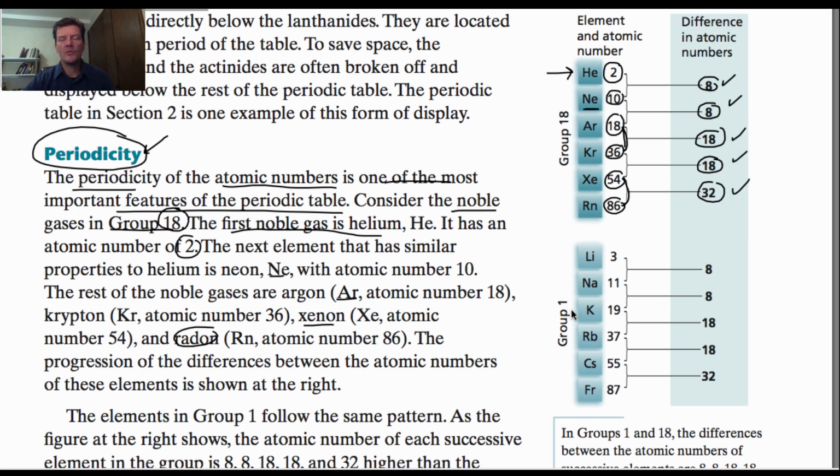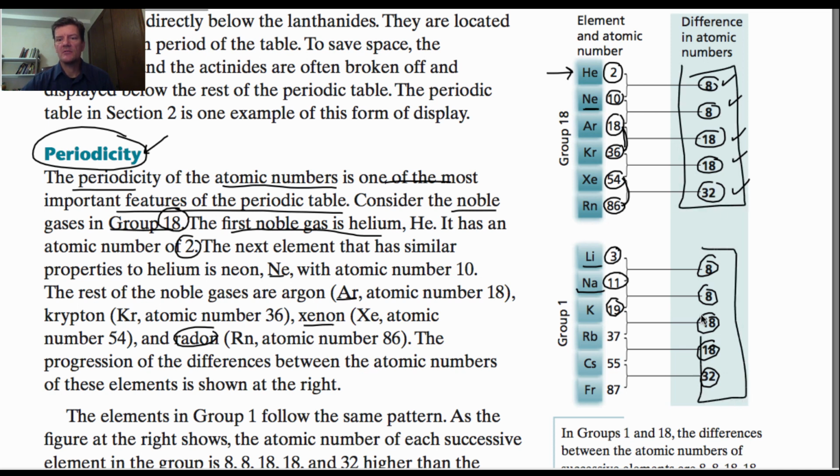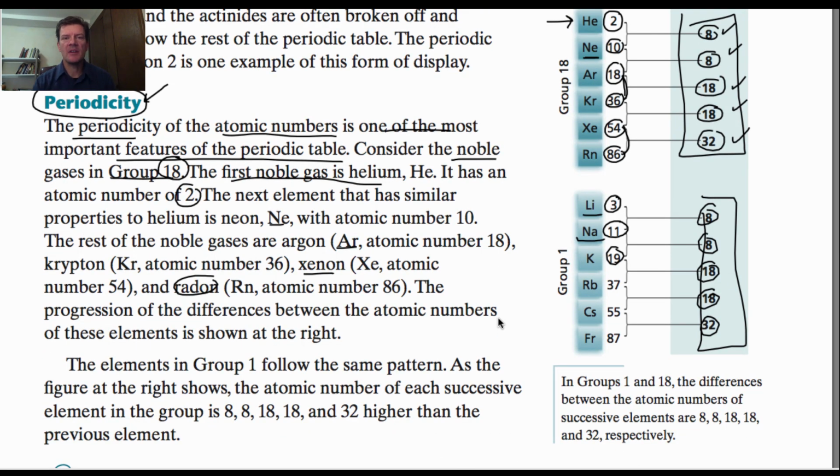If we go to group 1, which is all the way on the other side of the periodic table, and we subtract the atomic numbers of 2 elements in the same column, the one below and the one right above, all right? 11 minus 3 is 8. 19 minus 11 is 8. 37 minus 19 is 18. 18, 32, the same as the pattern in any other group. So there is a pattern there in the atomic numbers.